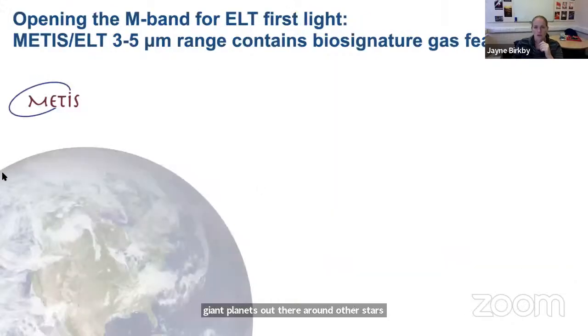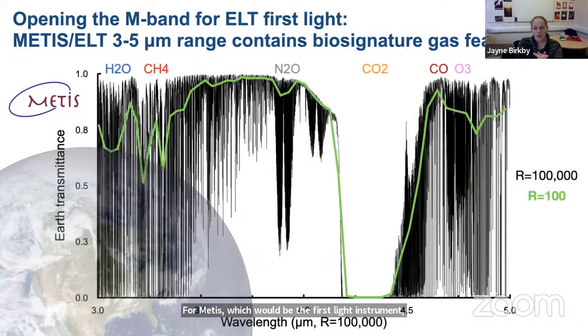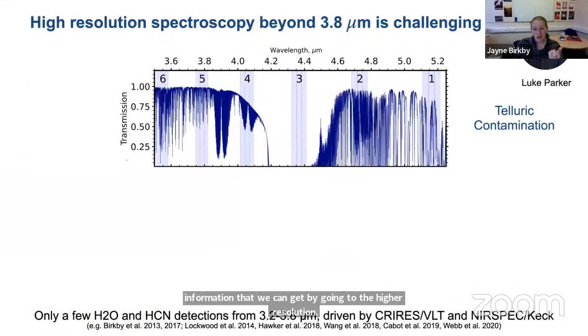Okay, so the big thing for the ELTs is really thinking about whether or not we will find biosignatures, signs of life. For METIS, which will be the first light instrument, this will be between 3 and 5 microns. And if I have a look at the Earth spectrum between 3 and 5 microns, you can see we have nice biosignatures all over the place. And I'm just showing you a very crude comparison here between a resolution of 100. So you can really see all that extra information that we can get by going to the higher resolution. However, 3 to 5 microns is hard to do.